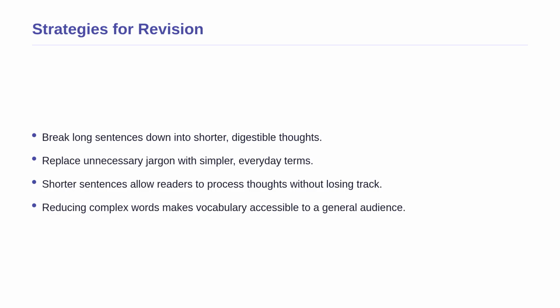Before we recalculate, let us look at the specific strategies the student uses to fix their draft. To lower the index, they must tackle the 2 main variables, sentence length and complex words. First, they break those 4 long sentences down into 10 shorter ones. This allows the reader to process individual thoughts much more easily, without losing track of the main point. Second, they replace unnecessary jargon with simpler terms, reducing the complex word count from 25 down to 10. Let us see how these changes affect the math.